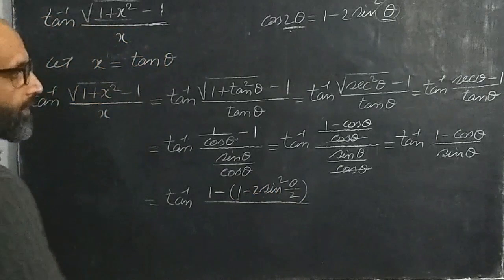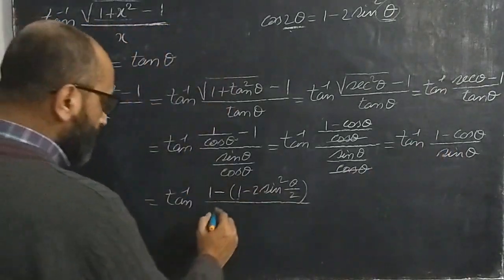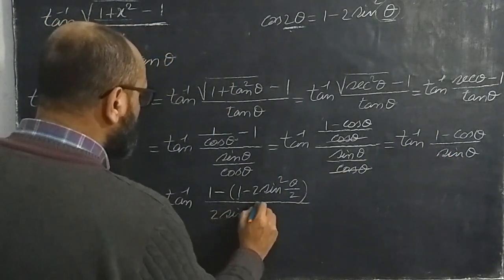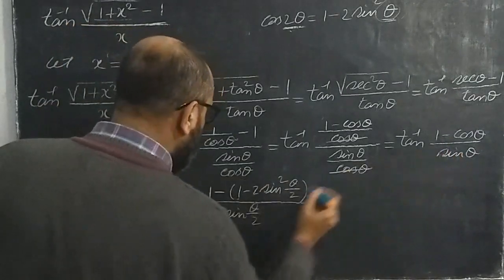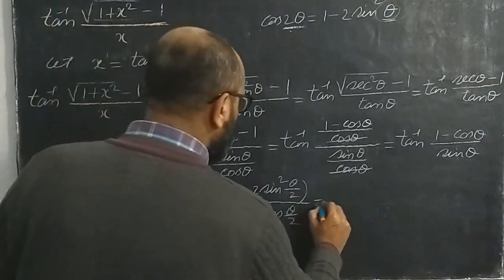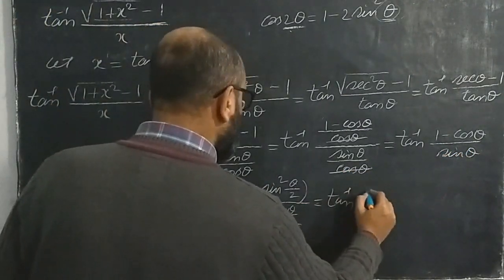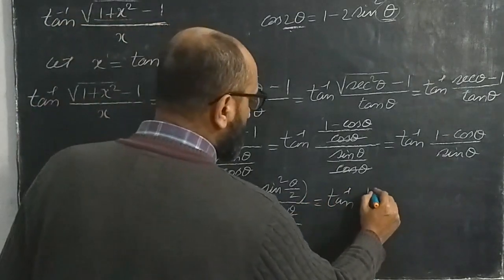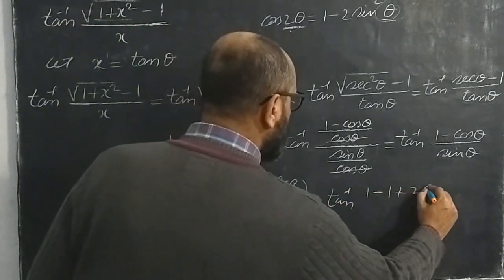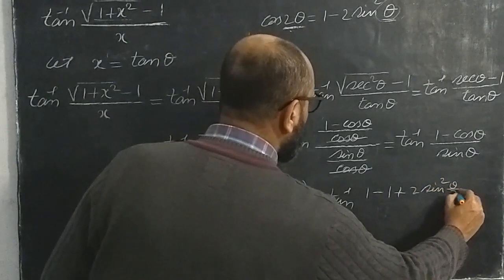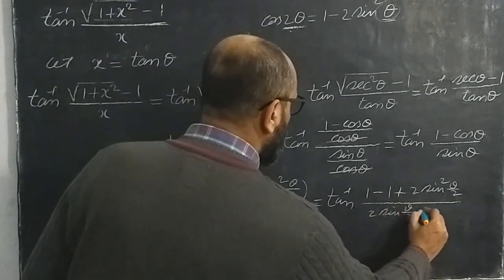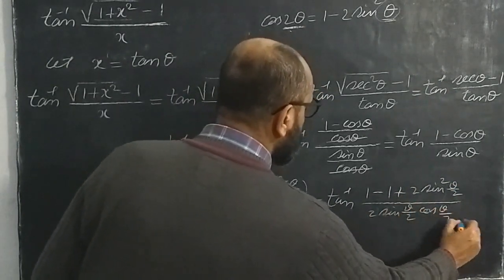So in denominator we have sine theta. With the same logic, using the formula of sine 2 theta, we may write it as 2 sine theta upon 2, that is the half of this angle, into cos theta upon 2. So tan inverse, now open the bracket, 1 minus, this minus will change both the signs, so 1 minus 1 plus 2 sine square theta upon 2 divided by 2 sine theta upon 2 cos theta upon 2 as it is.